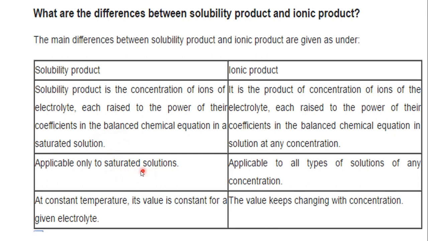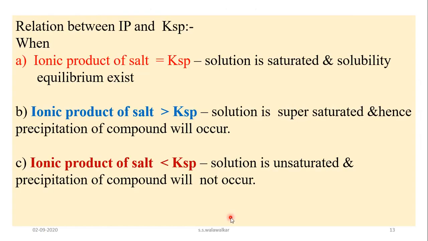Solubility product is applicable for saturated solution. Ionic product is applicable for all types of solutions at any concentration. That is the difference between ionic product and solubility product. At constant temperature, the value of solubility product is constant for a particular electrolyte, but the ionic product changes with concentration. As concentration is changed, the ionic product also changes. But solubility product is a constant at constant temperature, as you have studied.